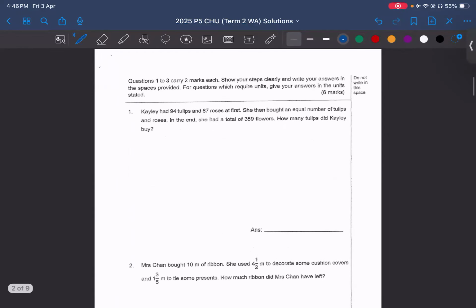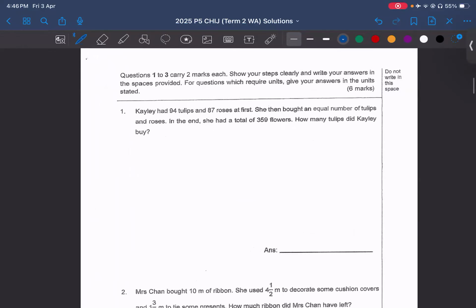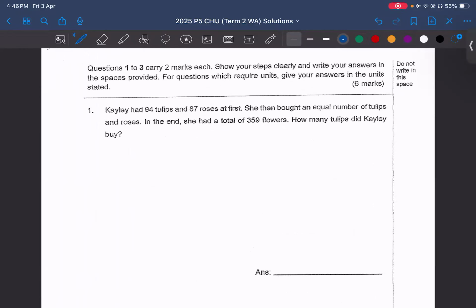In question 1, we're given that Kaylee had 94 tulips and 87 roses at first. She then bought an equal number of tulips and roses. In the end, she had a total of 359 flowers. How many tulips did Kaylee buy?